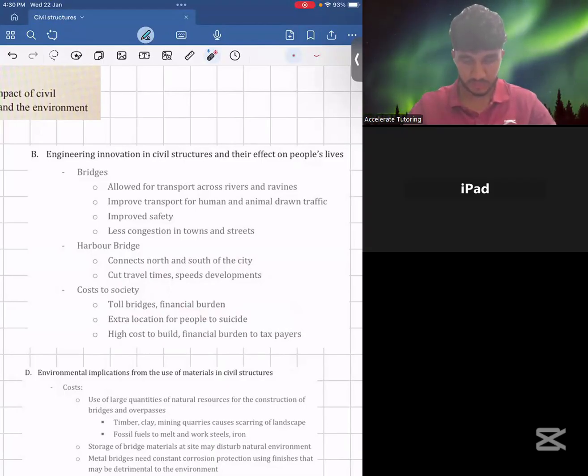Extra relocation for people to suicide, that is also a risk that you have to think about as well. And this is probably a good answer to write down in an exam. And then high cost to build, financial burden to taxpayers, as we mentioned.